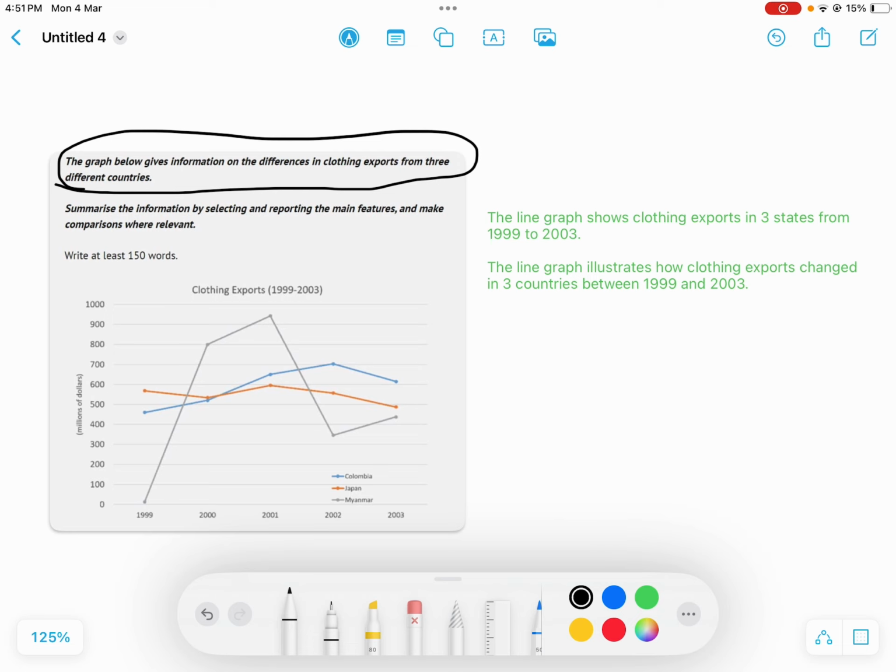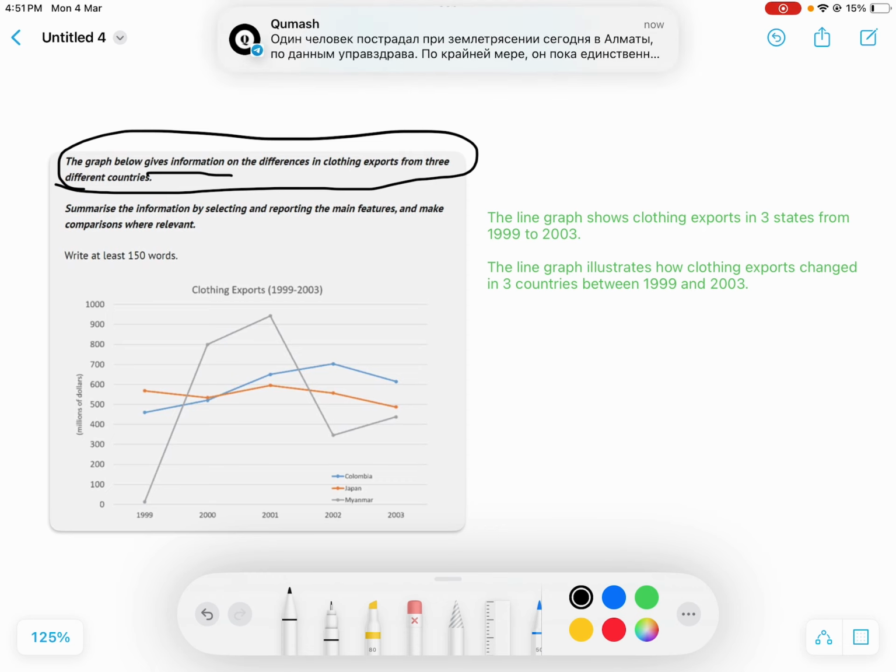So the line graph, it says the graph, but I wrote the line graph because I know that this is a line graph because we have lines here. See? Then it says gives information. I wrote shows because they are synonyms. I can change this word.